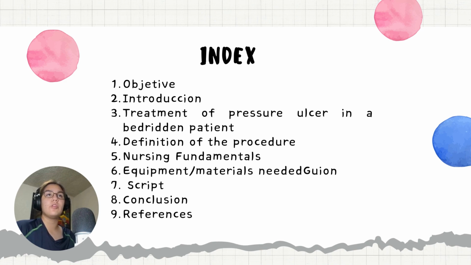For the index, we'll have the following points. The first one will be the objective, the introduction, the treatment of pressure ulcer in a breathing patient, the definition of the procedure, the nursing fundamentals, the equipment, the materials we need, the script, the conclusion, and finally the references.